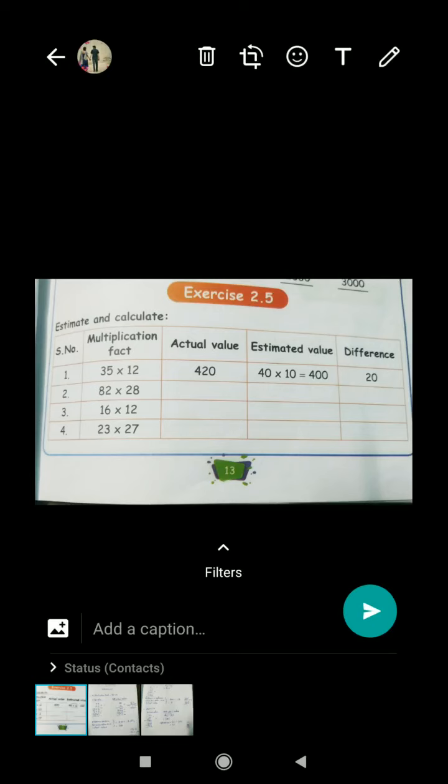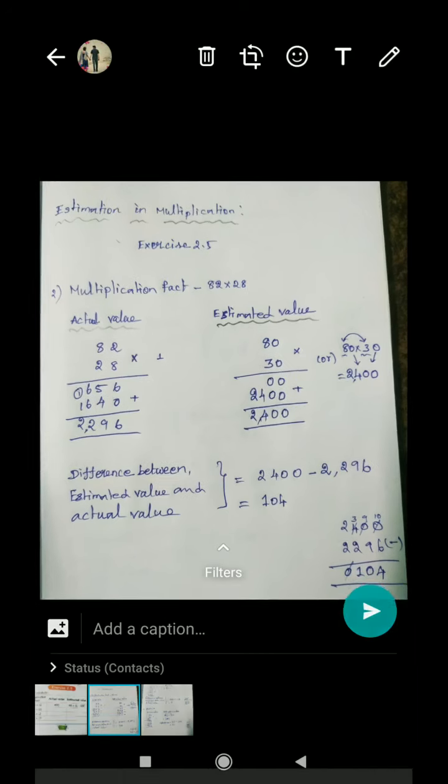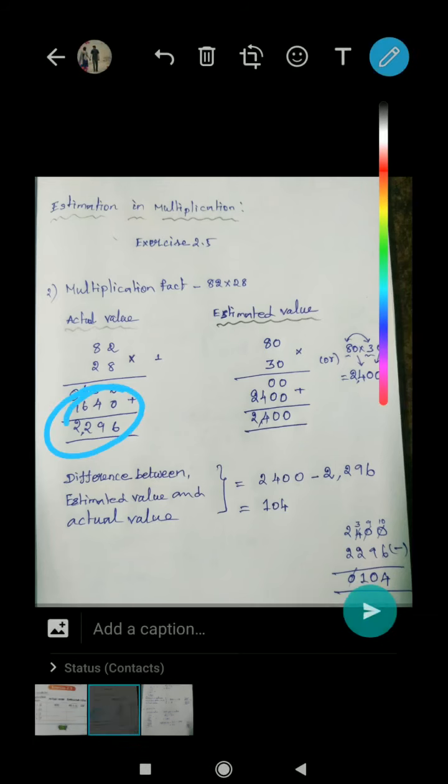Okay, see how to find the actual value. You have to multiply those two numbers, whatever they have given. Okay, see the answer. 82 into 28. Okay, 8 2s are 16. Put 6 here and carry 1. Then 1's place 2, 10's place, 8 8s are 64. 64 plus 1, 65. Then 2 2s are 4 and 2 8s are 16. And add to get the product of these two numbers. So 6922, so we get 2296. So this is the actual value.